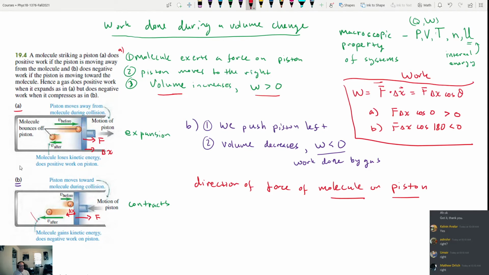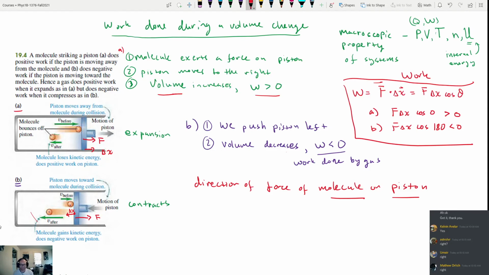So there we go. We now understand a little bit about the work that's done in general. We know that when the volume increases, the work is going to be positive. When the volume decreases, the work is going to be negative. Now, will that always be true? Maybe not, but it's certainly true in these simple systems where we're only talking about work and volume changes, and not about other possible changes that are occurring.